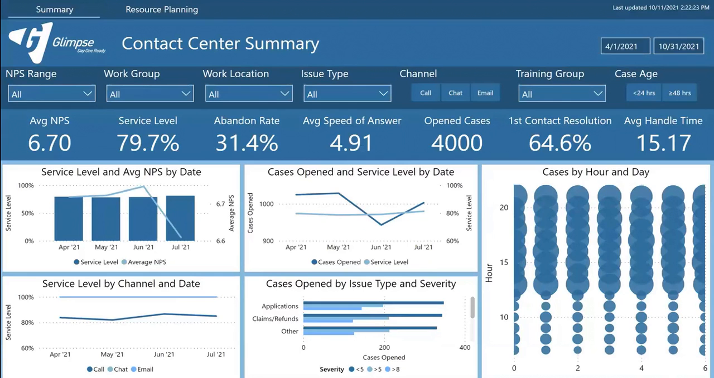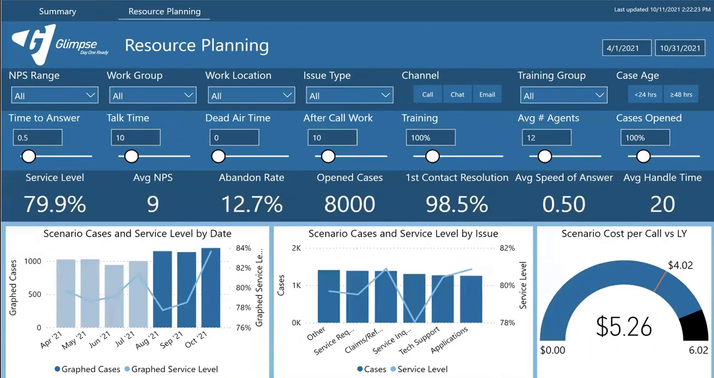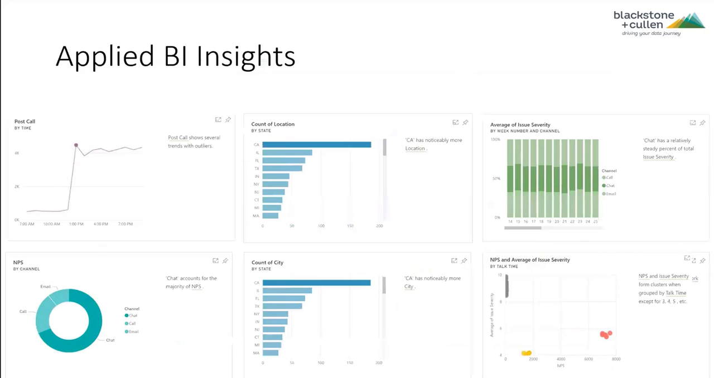This is a couple of the dashboards we're going to look at today. A contact center summary and a contact center resource planning, which is a what-if type dashboard. But before we go into our live demo, I want to show you some of the simple insights that these things provide, because they have modeling behind them. They have intelligence and modeling behind them that point out things that are important.